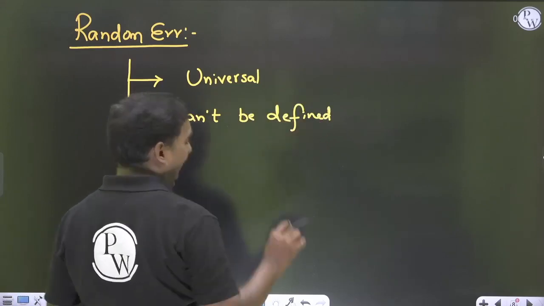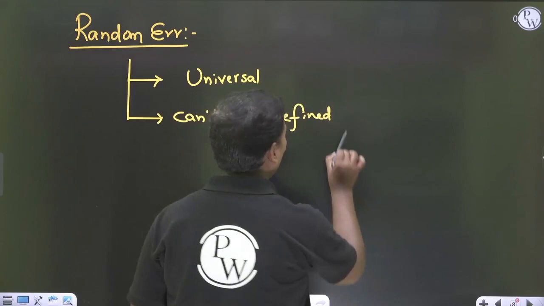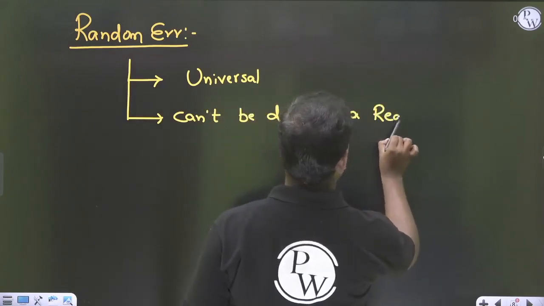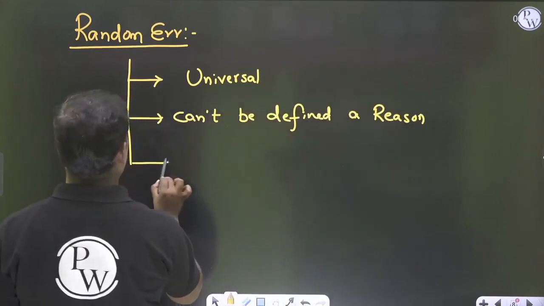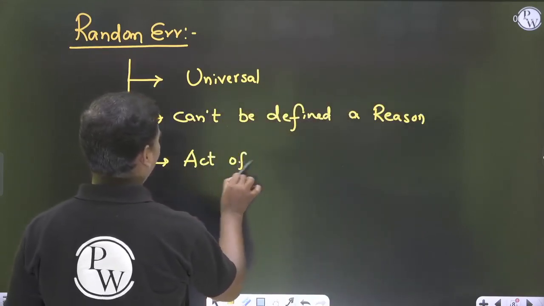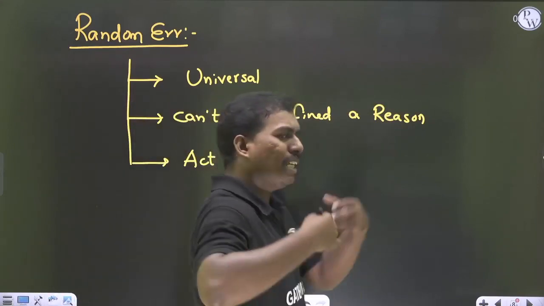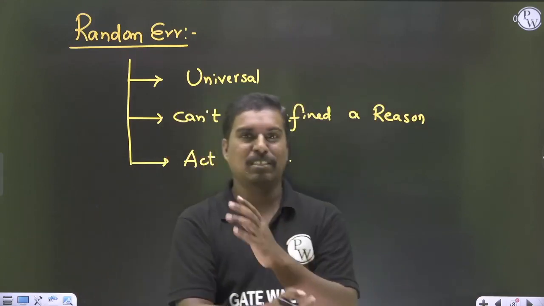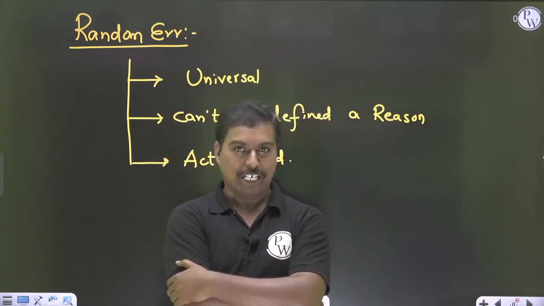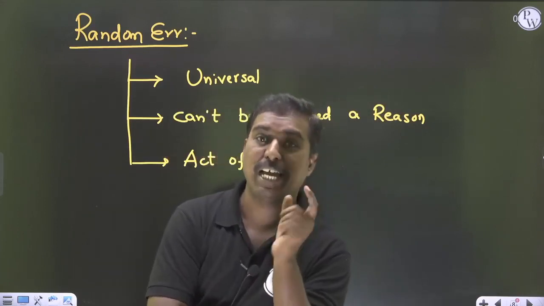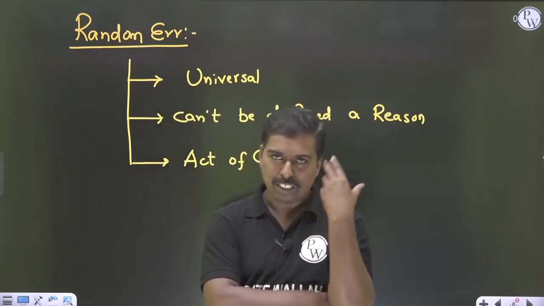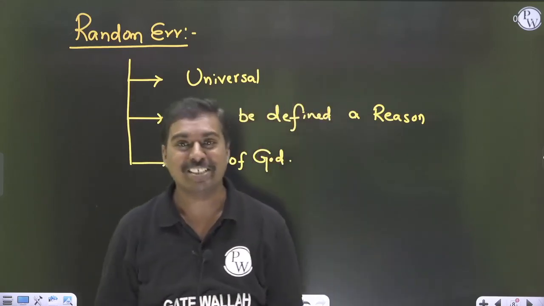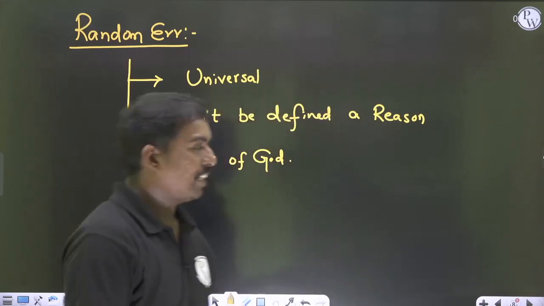You can say it is an act of God. In simple words, however much care you take, whatever 100% accuracy-related things you have done, there is still a possibility of getting an error. And if you do research on the reason behind this error, you are not going to get an answer. In such situations, that error is called random error.